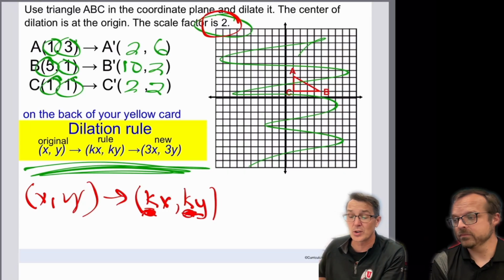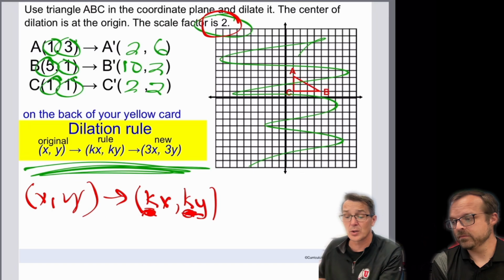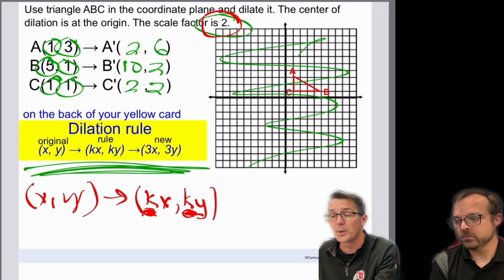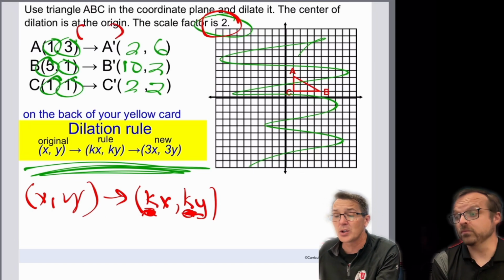That's why Mr. Nelson took the points and multiplied by 2. And so the way that would be written out if we were writing the rule between here and here is we took this original one, (x, y), and we said, okay, we're going to take this and multiply 2 times the x, and we're going to multiply 2 times the y.